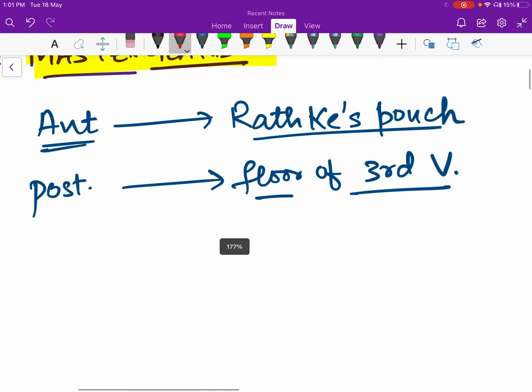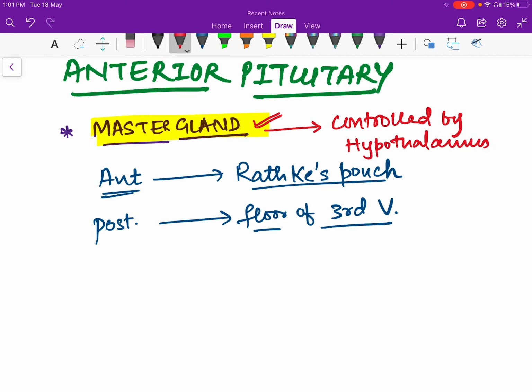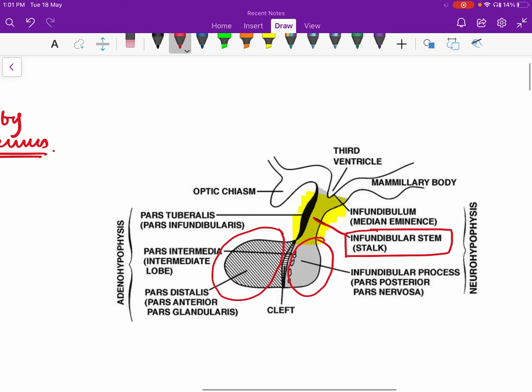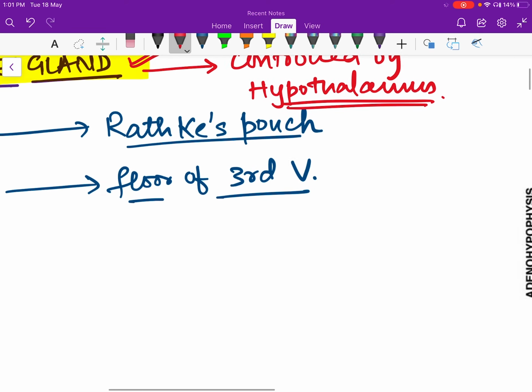Now pituitary gland is connected to the hypothalamus. First, the pituitary gland was called the master gland of the body. In fact, it is called the master gland of the body, but it was found out that this pituitary gland itself is actually controlled by another part of the brain called the hypothalamus. It means hypothalamus produces certain factors or hormones which control the function of the pituitary gland, and then pituitary gland controls function of other parts of the body.